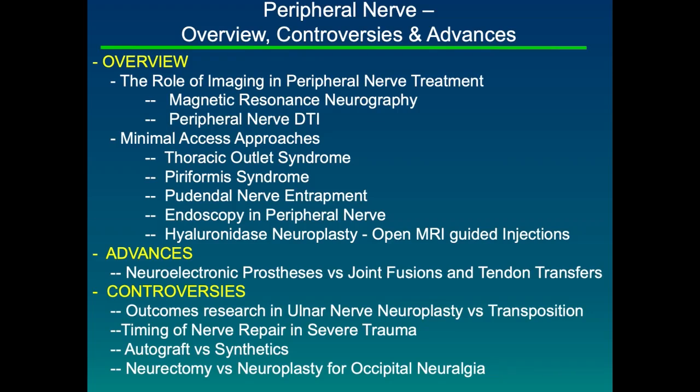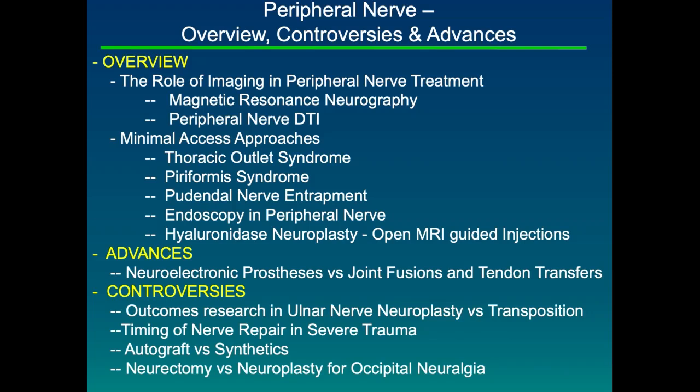Management of pudendal nerve entrapments, which can be confused with cauda equina syndromes because you can have a nerve entrapment resulting in genital area numbness, incontinence, and other symptoms that most concern most neurosurgeons when they develop in the setting of a cauda equina compression, although this is a distal nerve entrapment. The role of endoscopy in peripheral nerve surgery, and the use of MRI-guided procedures to carry out hyaluronidase enzyme neuroplasty or nerve release using genetically engineered enzymes to release nerve entrapment rather than open surgery.